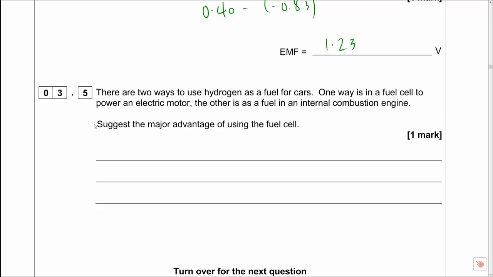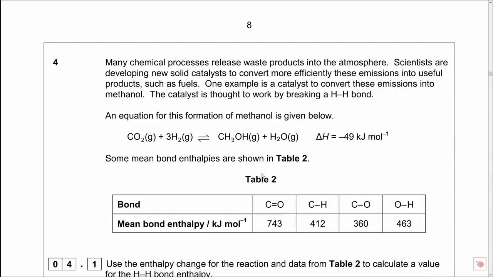The classic one, really, and it's a suggest question as well. The classic one is that you are able to use more of the energy released from the reaction of the hydrogen and oxygen. It's not wasted. So I would say less wasted energy would be fine. In the combustion engine, obviously there's energy going all over the shop in terms of the heat that's lost, so I think less wasted energy would be fine, but it's a suggest question. One mark there.